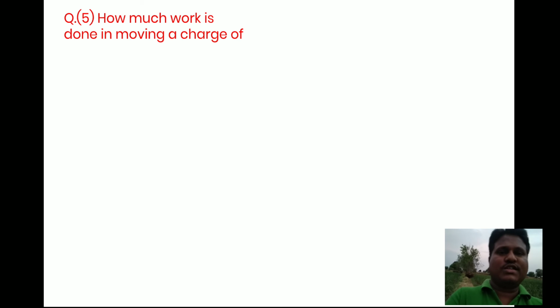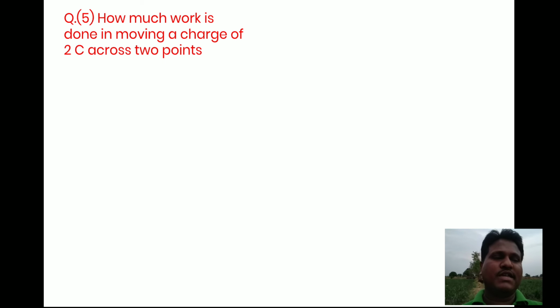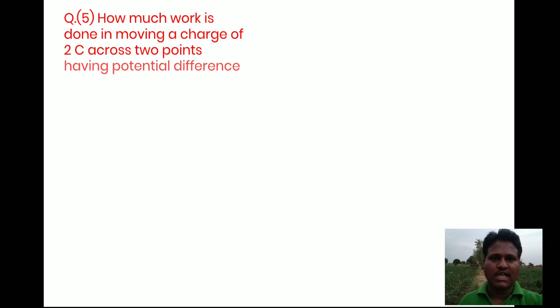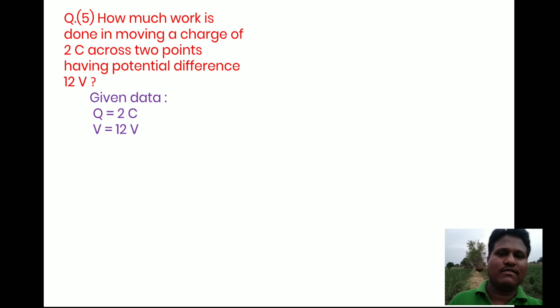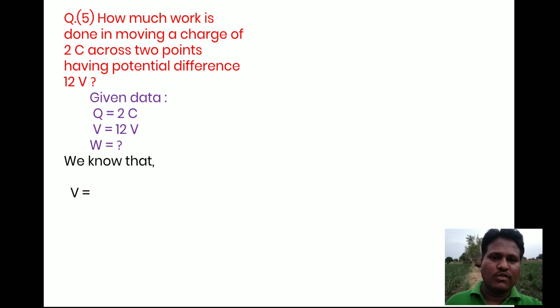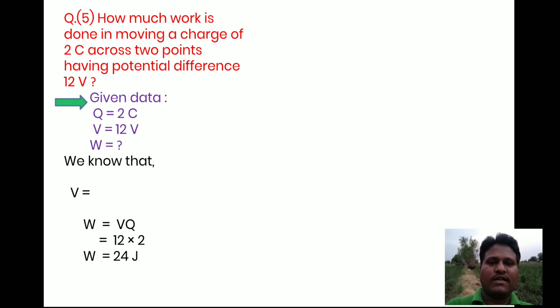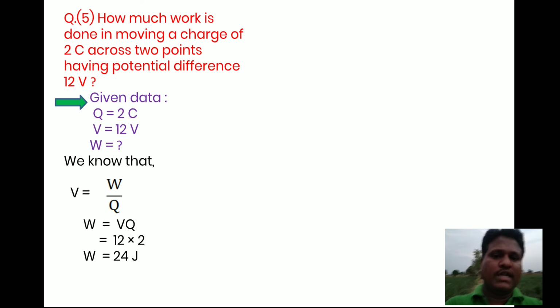Moving to the next question, how much work is done? That is based on the definition of potential difference. How much work is done in moving a charge of 2 coulomb across 2 points having potential difference of 12 volt? Here the given data is charge, that is 2 coulomb, and potential difference is 12 volt. We have the relation between these three. As we have to find the work done, we can write potential difference is equal to work done by charge. So we can write work done is equal to potential difference into charge. So we have 12 into 2, that will give us the value 24 joule.